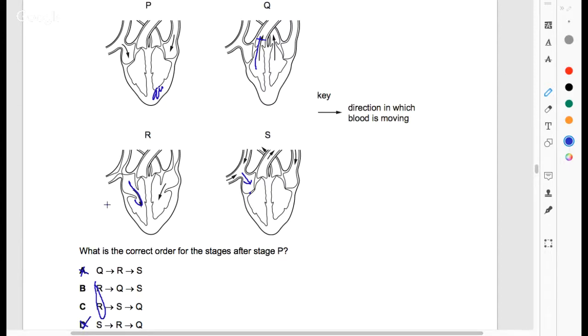And then the next stage is the ventricles contract, so that the blood moves out. So that's Q. It's got to be B. And then S is the last one that's left. And then the blood starts to flow back towards refilling the ventricles. So you get P, R, Q, S, and back to P.